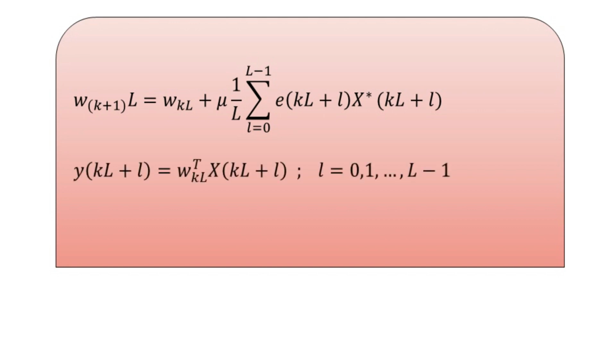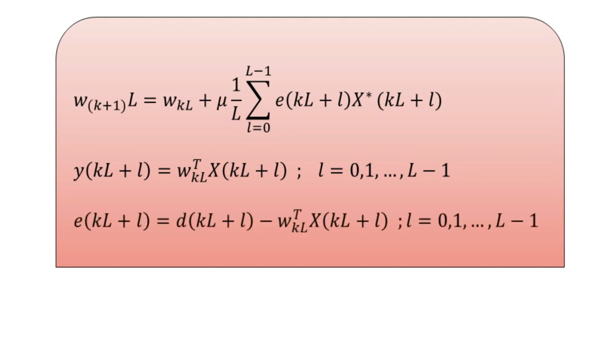Here we have y of k·L + l equal to the weight transpose w_{kL}^T multiplied by x of k·L + l. The small l here will range over the values 0, 1, 2 and so on up to the maximum L minus 1.